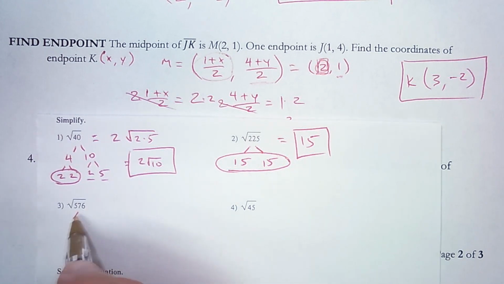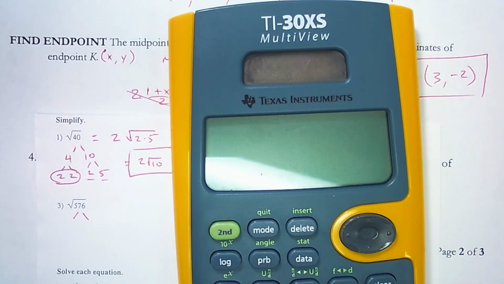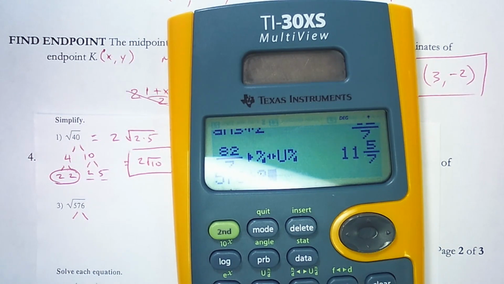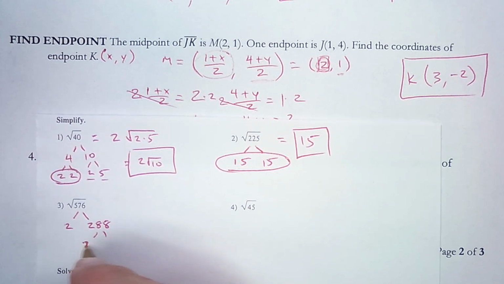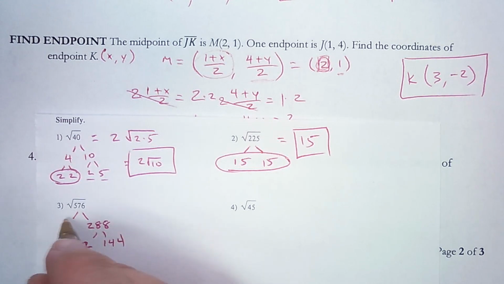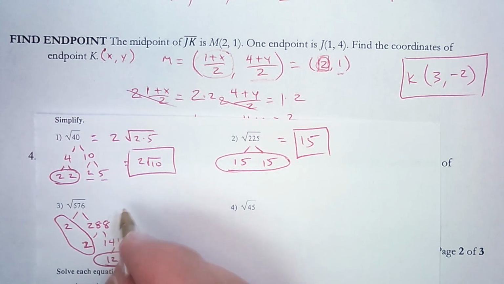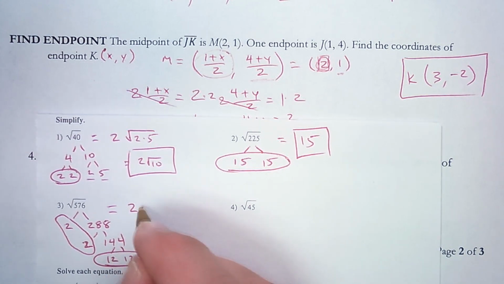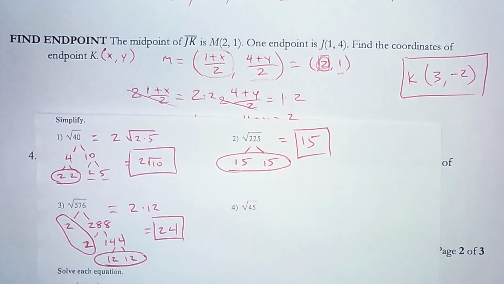Okay, 576. That's an even number, so it's going to be divisible by 2. So 576 divided by 2 is 288. So 2 and 288. 288 is divisible by 2. 2 and 144. There's a pair of 2's. 144 is 12 times 12, and I don't need to break those down any further because they're a pair. So it looks like everything's going to come outside again. 2 times 12. So the square root of 576 is 24.